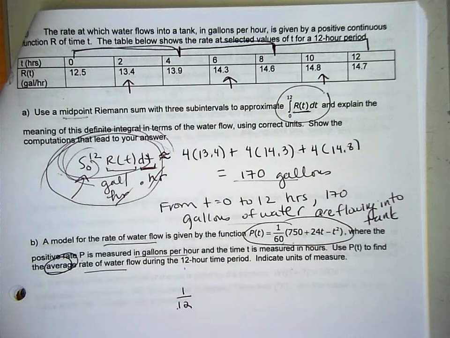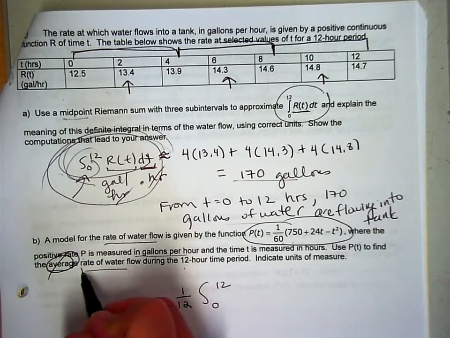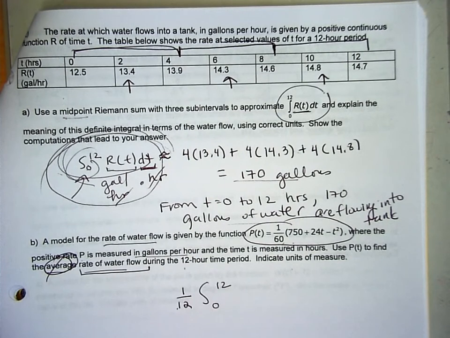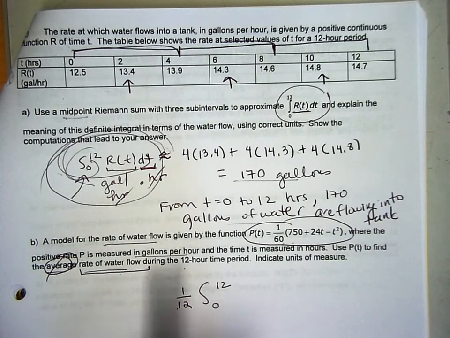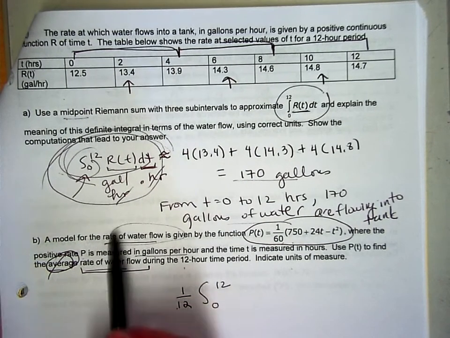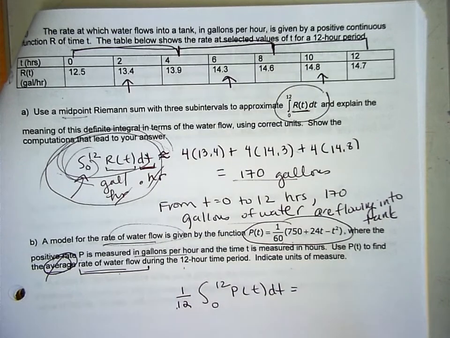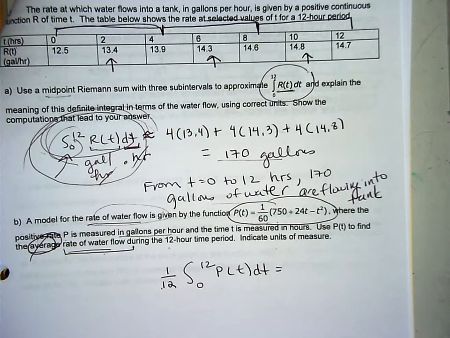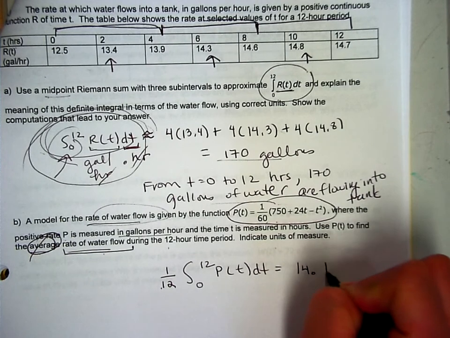So this is my 1 over b minus a. And we're going to go from 0 to 12. And remember, whatever comes after the word average is what you're integrating. I want the average of the rate of water flow. This equation is the rate of water flow, so this is what I'm going to integrate. Okay, now this we're going to punch out on your calculator, so you can use your calculator to do the integration, and you should get 14.1.